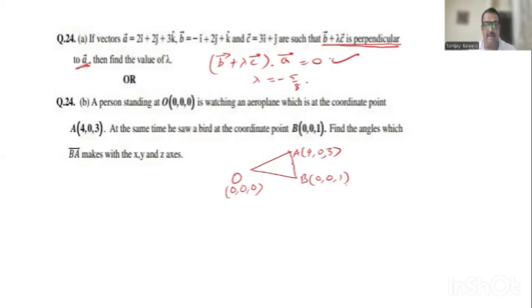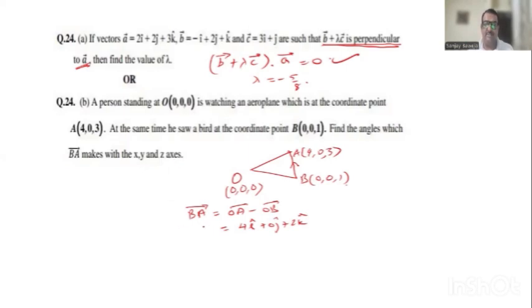So vector BA, so if you apply triangle law of vector addition, you'll get BA is equal to OA minus OB, position vector of A minus position vector of B. Which will give you 4i cap plus 0j cap plus 2k cap. This is BA, right? Now, BA makes angle alpha, beta, gamma with x, y, and z axis. You have to find the values of alpha, beta, and gamma.